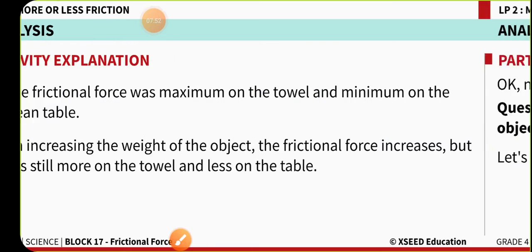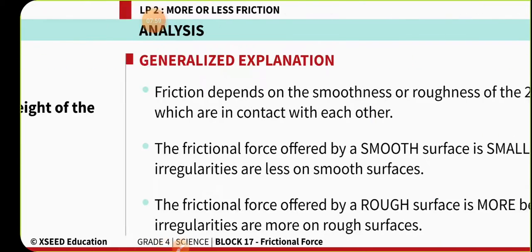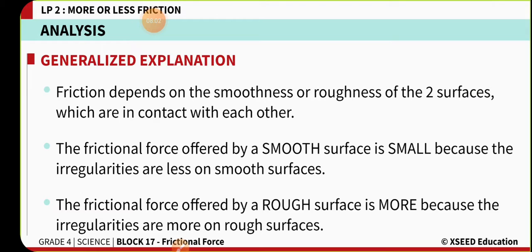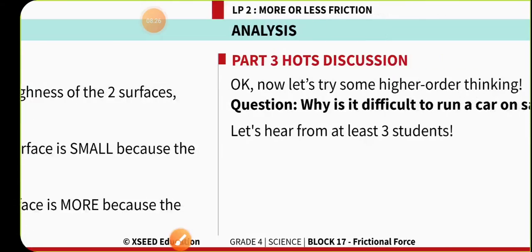How does the nature of the two surfaces or the weights of the objects affect the friction? If you look at the nature of the surfaces, the smoothness and roughness: if the two surfaces in contact are smooth, then the frictional force between them is very small because there are very few irregularities. If the surfaces are rough, then more irregularities are present and you can see more frictional force.